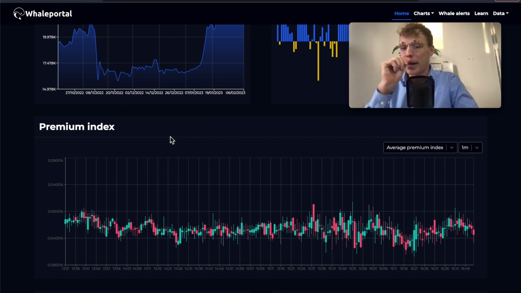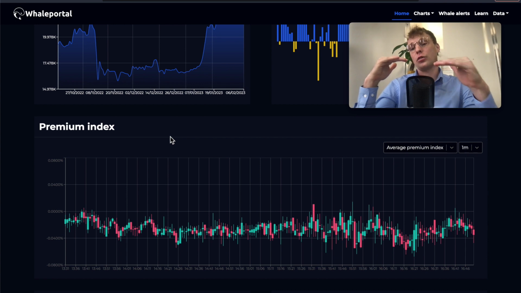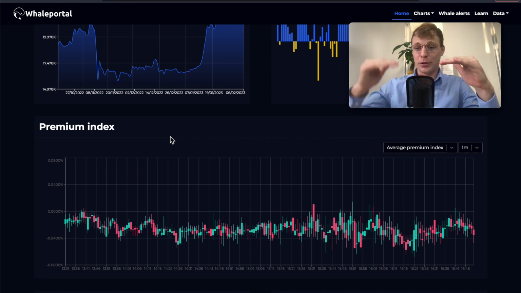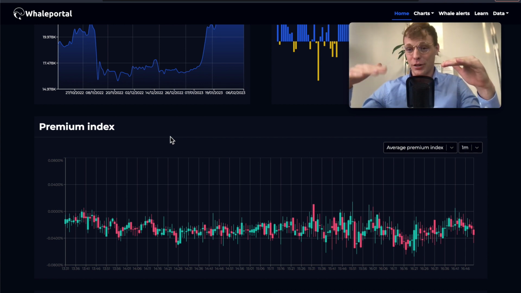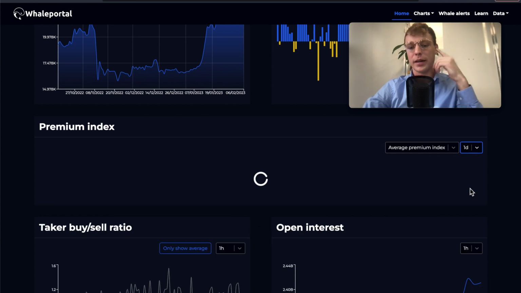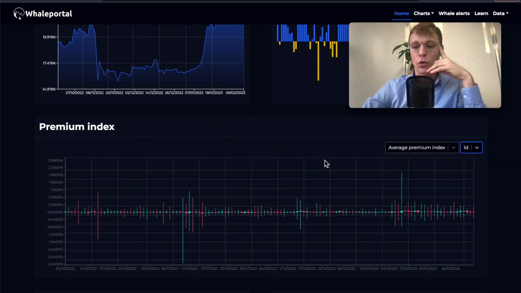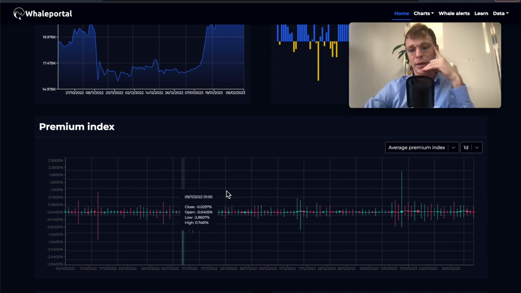What is the premium index? Well, the premium index basically shows the difference between the spot price of Bitcoin, the price of Bitcoin on the spot market, and the price of Bitcoin on the leverage markets. Right? And we also calculate the average premium index, so you can better look at it from a daily perspective, to see the big amounts. Of course, it's nice to watch in a 1 minute perspective as well.